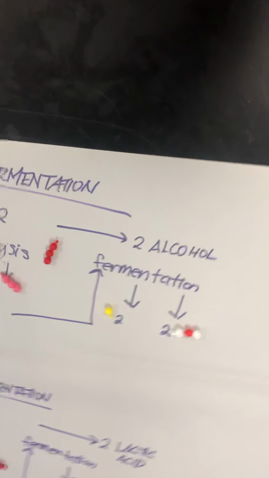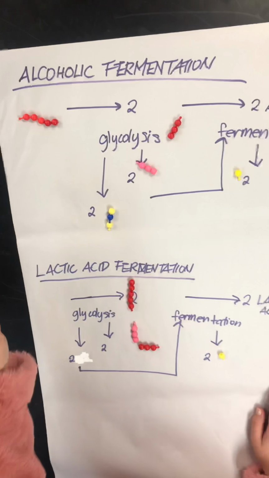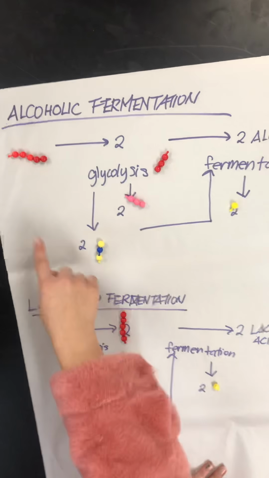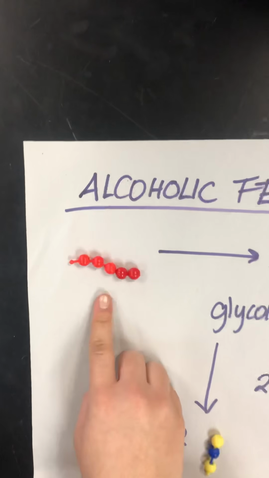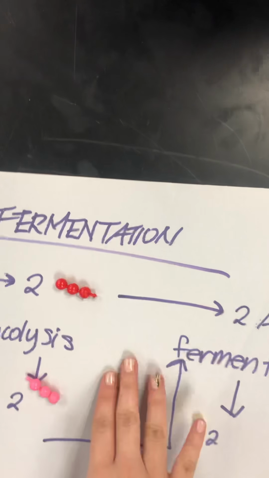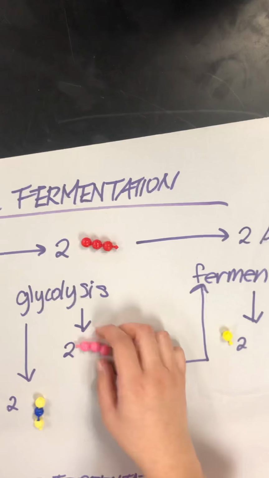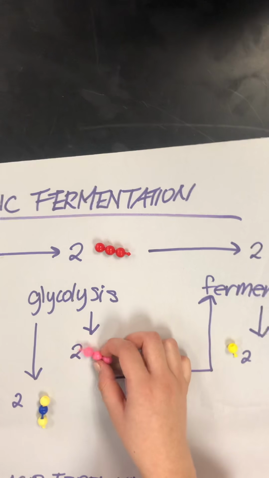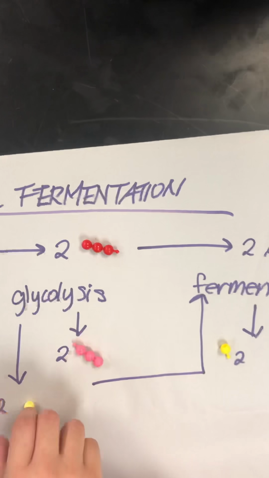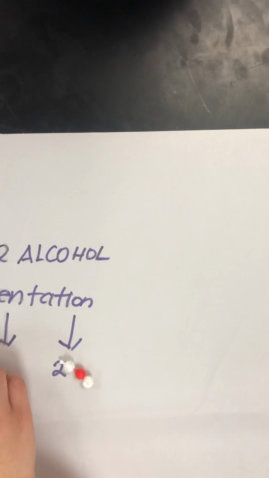And then after that we have fermentation. In fermentation there are two types: alcoholic fermentation and lactic acid fermentation. First, for alcoholic fermentation, you start off with glucose, and that creates 2 pyruvate, which then creates 2 alcohol by fermentation. From glycolysis, you produce 2 ATP and 2 NADH, which then goes to fermentation, and you produce 2 NAD plus and 2 CO2.